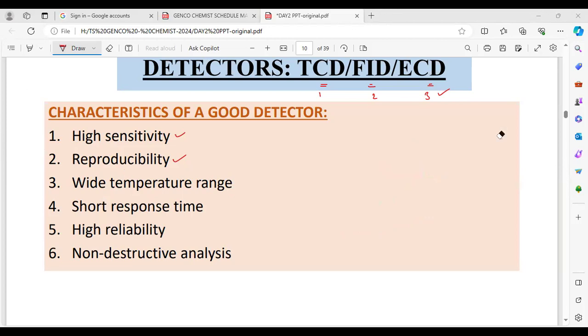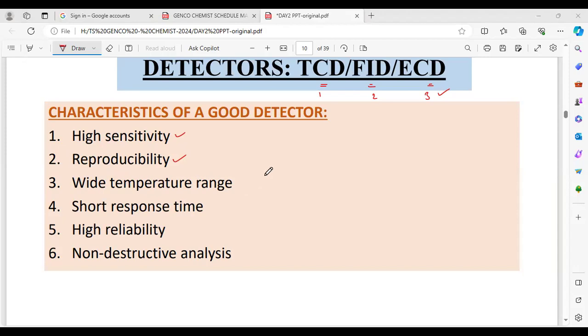Okay, characteristics of a good detector. So what is the first one? High sensitivity. It should have high sensitivity and reproducibility. That means whether you do it 4 times or 1 time or 10 times, the outcome should be the same always. Whatever the number of times, always with the same sample, you should get the same data. The output should be maintained the same.